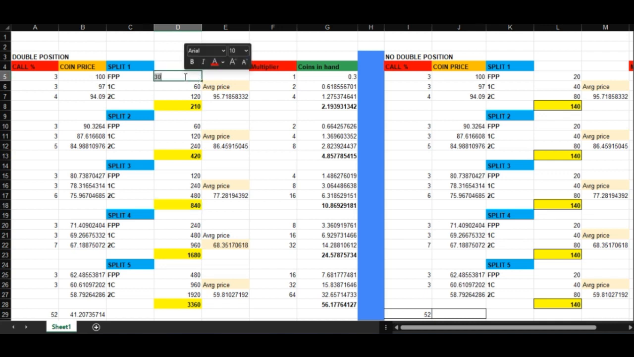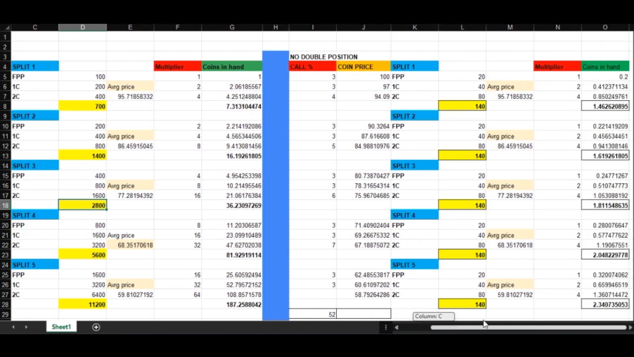If you want to make it 100 USDT, you go ahead and put 100 here. So it means that on the first split you need this amount, second split you need this, third split you need this, and it goes on that way. Now, what if you don't want to use double position on? If you are turning off the double position and you are using, let's say, 20 USDT as your first purchase price, it means that to cover for the first split, you need 140. Let me change this 20 to 15.